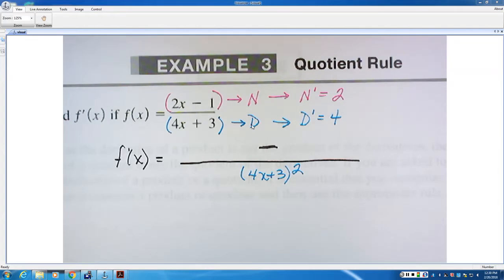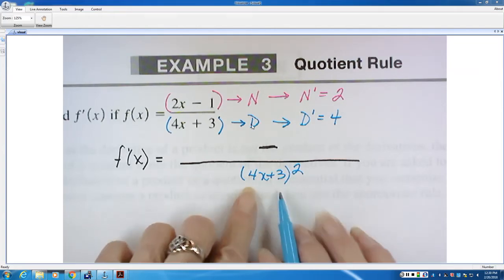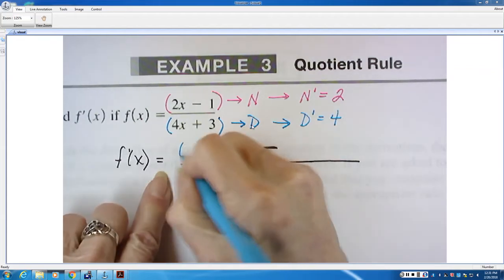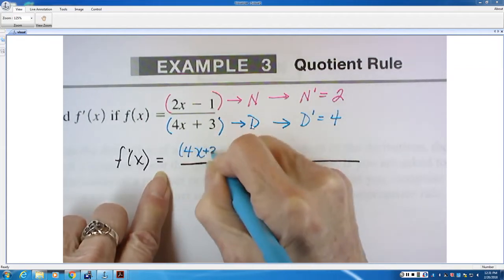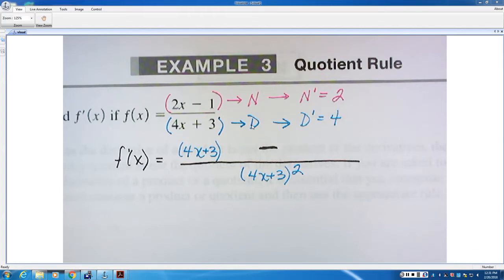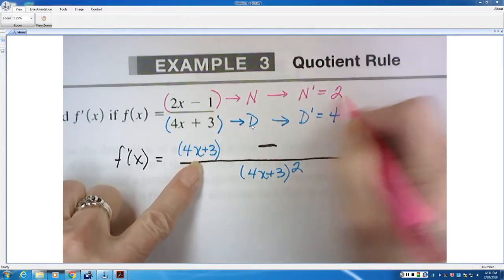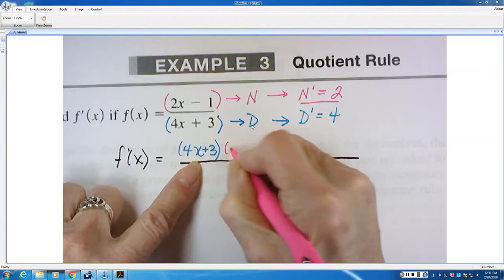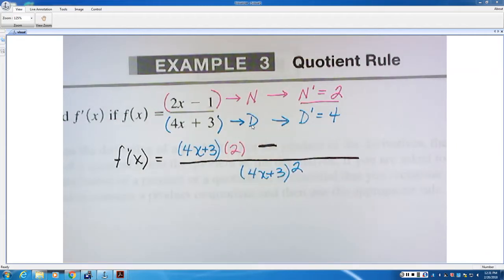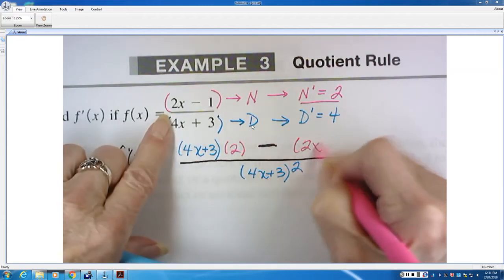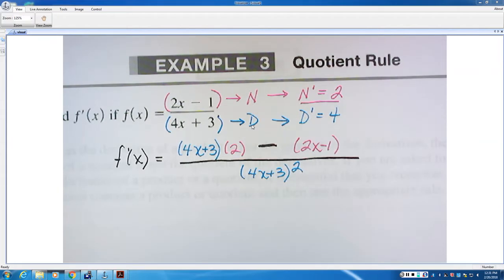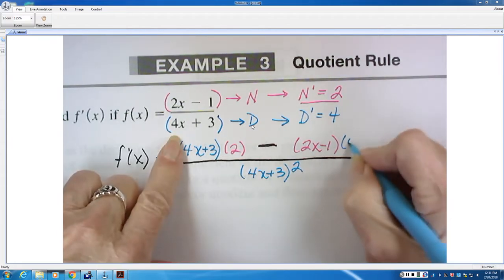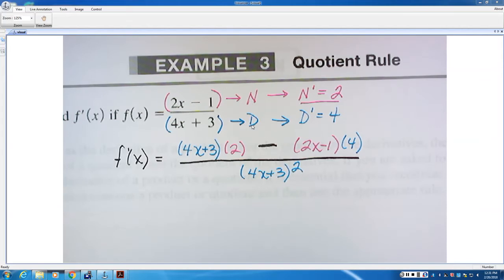Then you move to the numerator. And you still start with the denominator. But then, just like product rule was, it gets the derivative of the numerator. And then your numerator gets the derivative of your denominator. And at that point, your calculus is done. If you've done that correctly, then you've done all you have to do.